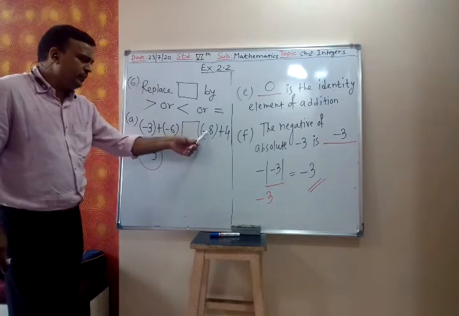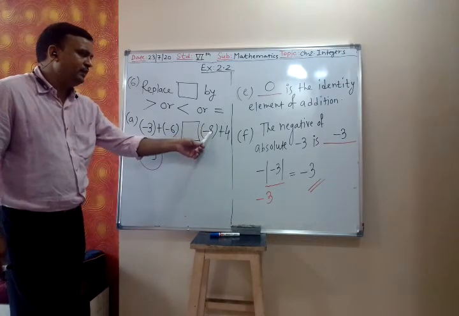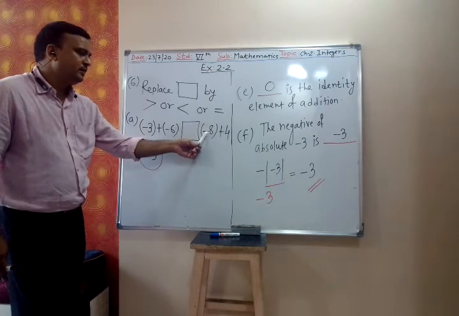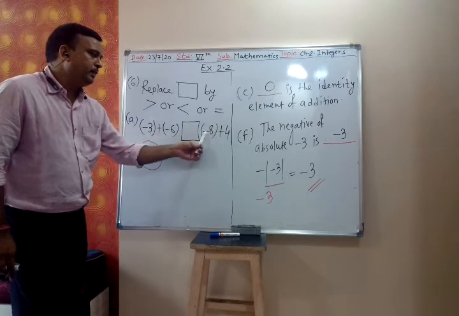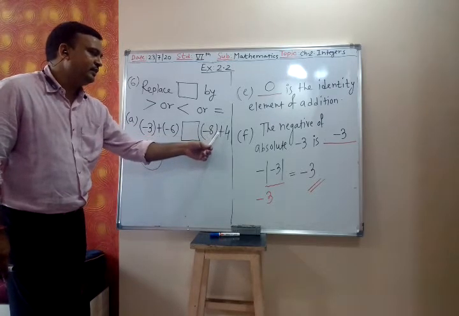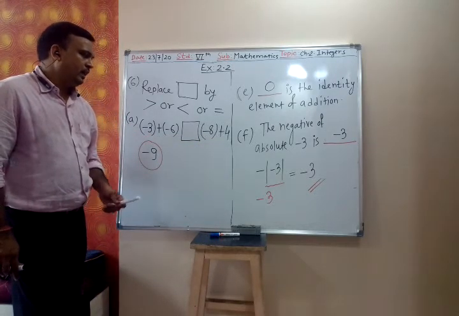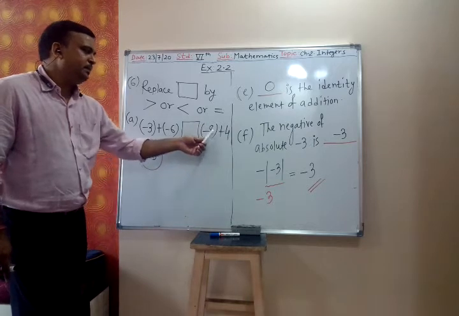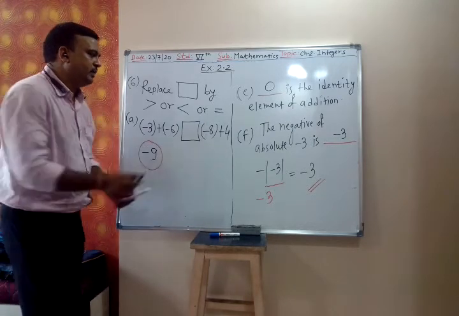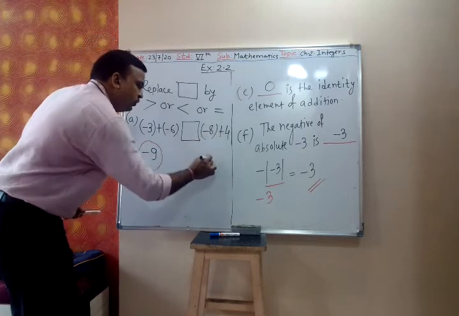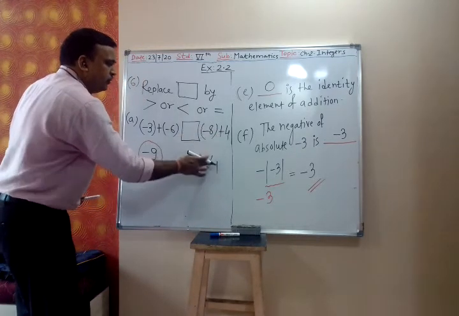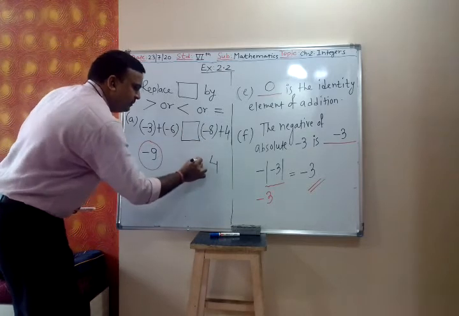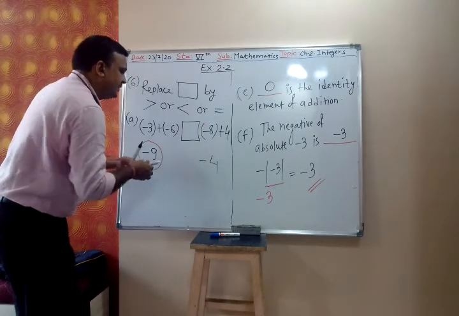Let us see what is minus 8 plus 4. What is the sign of 8? Minus. What is the sign of 4? Plus. Minus plus, they are opposite signs, so we have to subtract. 8 minus 4, 4. Which number is bigger? 8. What is the sign of that? Minus. So you get the answer minus 4.